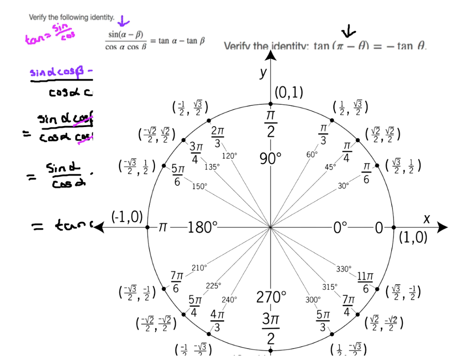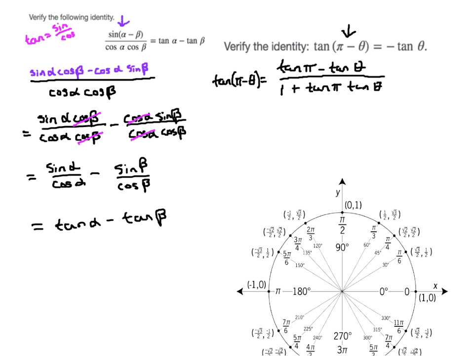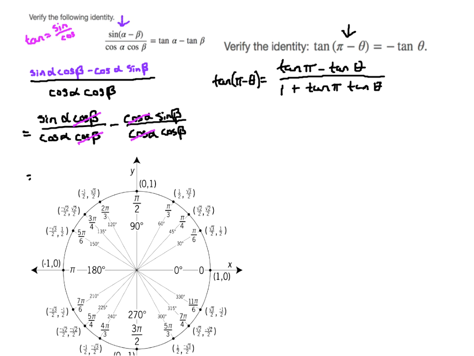So pi is that 180-degree angle. Don't forget tangent is sine over cosine, so that's y over x. So in this case, the tangent of pi is 0 over -1, or 0 divided by -1, minus tangent theta, divided by 1 plus tangent pi, once again, 0 divided by -1, times tangent theta.